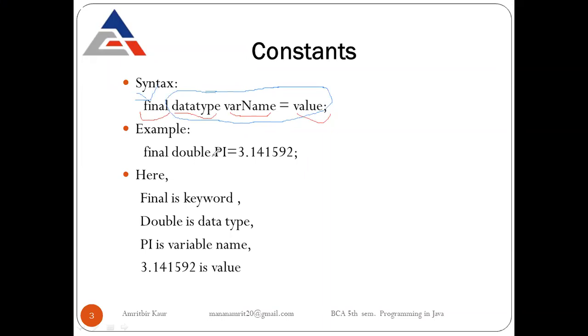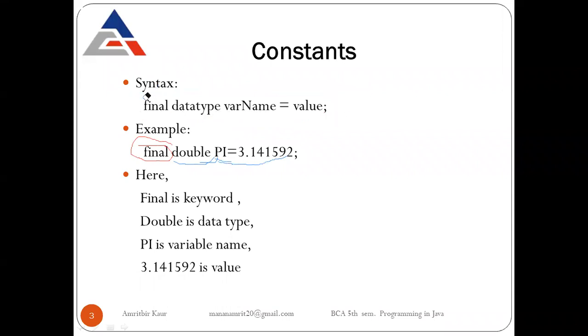So we want to make it constant. Firstly, we declare a variable pi whose data type is double and assign the value 3.141592 to variable pi. We want to make it constant, so that's why we add the final keyword here. So in short, when we declare and initialize a variable, if we use the final keyword, it makes that variable constant. So now pi will be constant in the whole program.